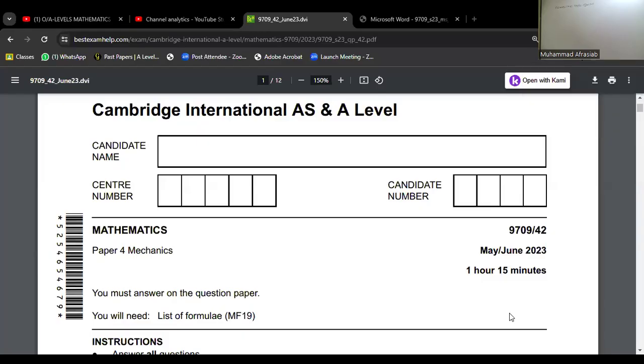We are now starting the second phase of our papers, Mechanics M1, with the code 9709/42, May June 2023. One hour 15 minutes is the duration. It is the mechanics paper 4, and we are using the second phase of that.